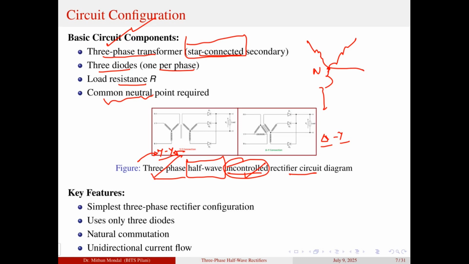And we can see that here we are using three diodes. So we will be having the three diodes in the secondary of the transformer. This will be used for the rectification, and hence we are getting an uncontrolled rectifier. And at the output, there is a load resistor where we are tapping the power. Some of the key features of this circuit is basically it is the simplest three-phase rectifier configuration. It uses only three diodes. The commutation principle is natural, and there is a unidirectional current flow in the system.